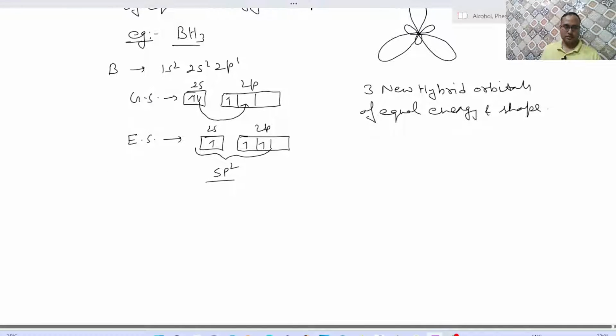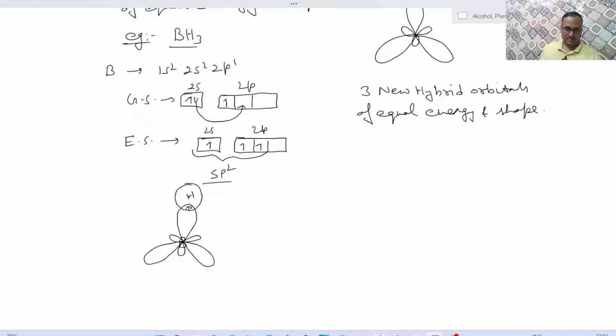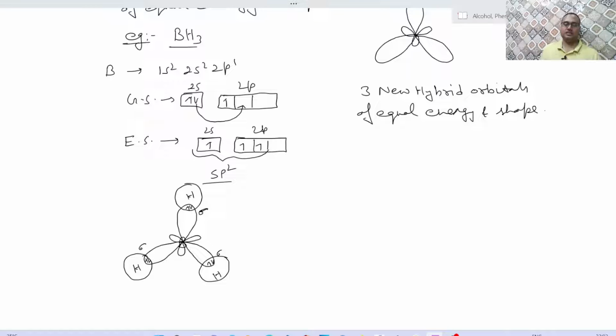So let us take the example of boron. In boron we are getting these three new hybrid orbitals. They are going to align themselves in three dimensions at an angle of 120 degrees with each other, and the hydrogen atoms are going to overlap with them, forming sigma bonds. So this is a sigma bond. Another hydrogen atom is going to be present over here, forming one more sigma bond, and the third hydrogen atom would overlap with the third hybrid orbital, forming the next sigma bond.